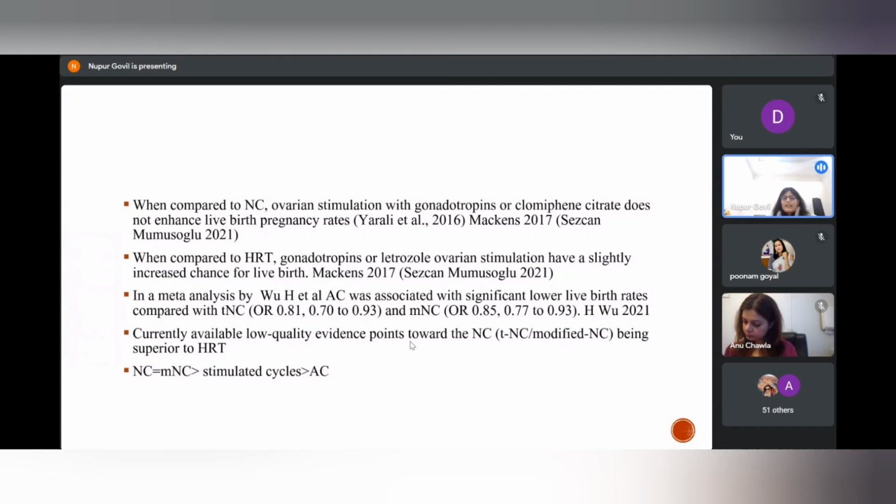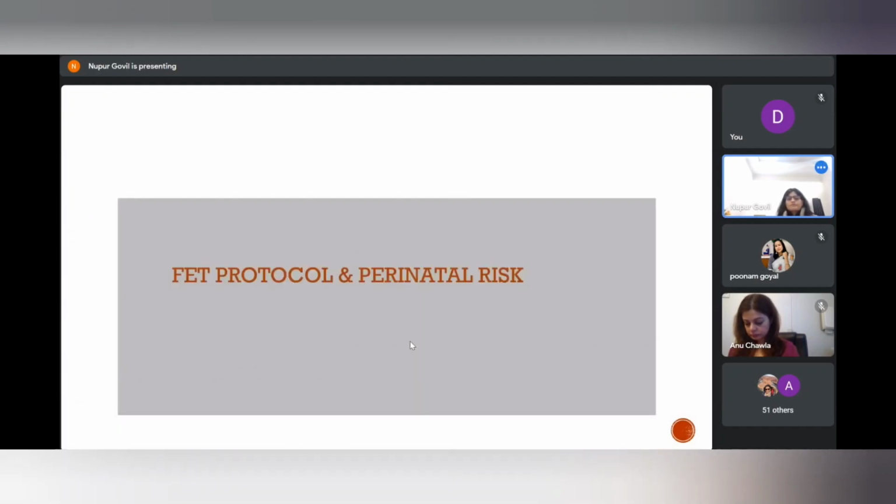So the best is natural cycle. If we can modify it with the use of an hCG trigger, then it is also comparable to natural cycle. Then comes our mild stimulated cycle. Last is your HRT cycle. So live birth rates are highest when your cycle is as close to nature as possible.